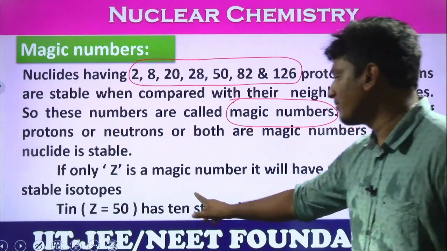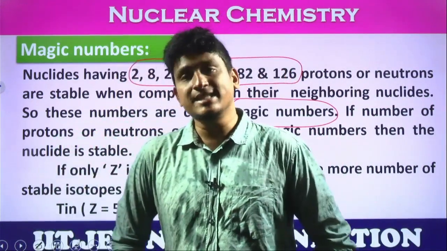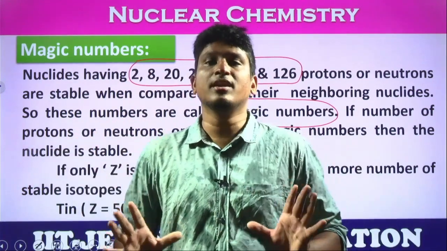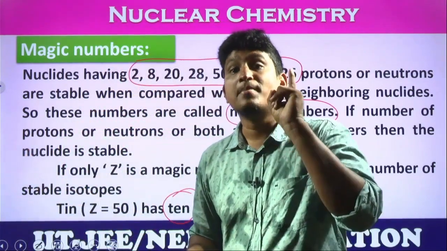It has almost how many? 10 stable isotopes. That means nuclear species with these numbers of either protons or neutrons, or both protons and neutrons, become more stable. So these numbers you have to remember as magic numbers, students.